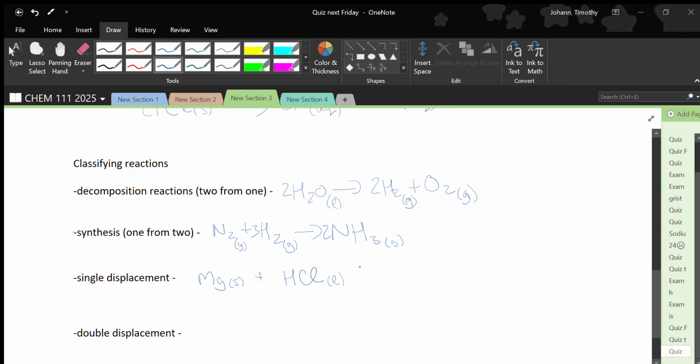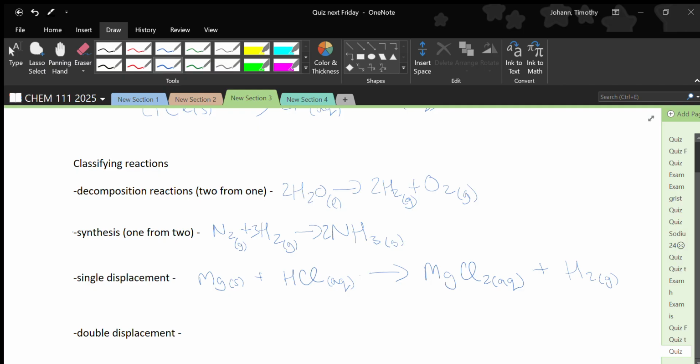And what that's going to make is, now I'm going to make it aqueous. You don't need to worry about that. Let's say it's dissolved in water for this reaction to happen. And that's going to make magnesium chloride, which is a salt that will dissolve in water, plus hydrogen gas, which would bubble out of whatever solution we were doing this reaction in. So we've got magnesium plus hydrogen chloride to make magnesium chloride plus hydrogen gas.